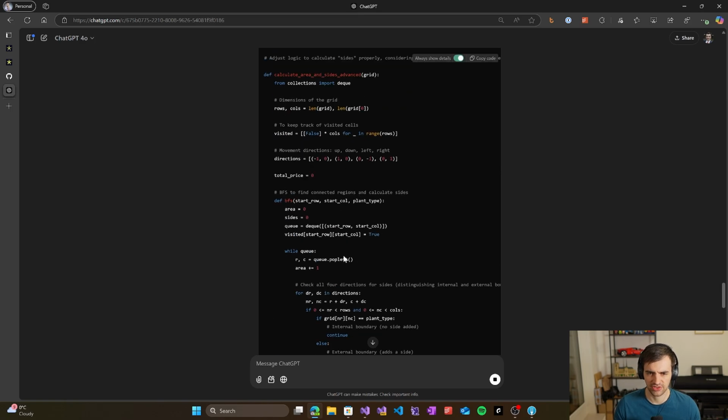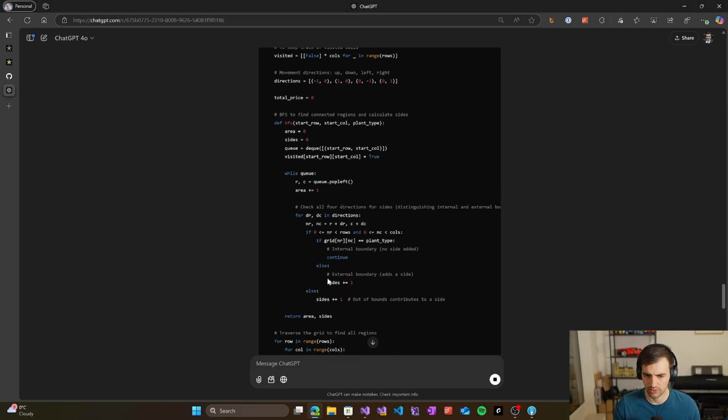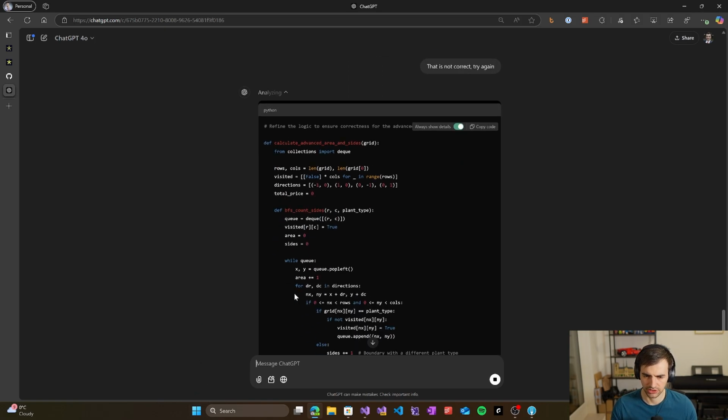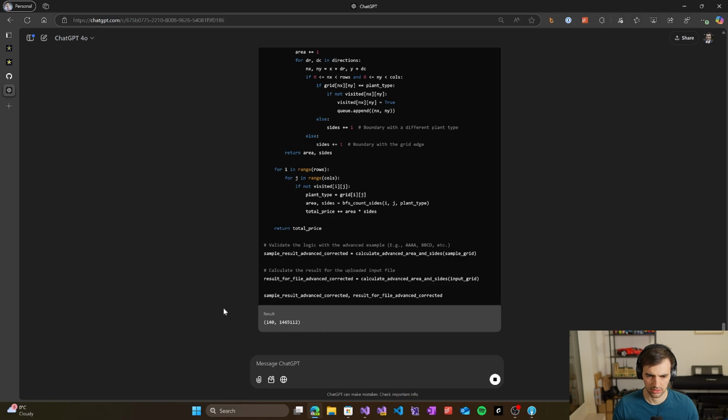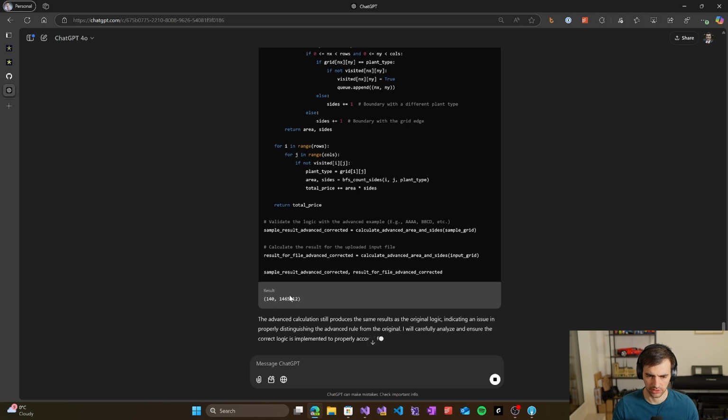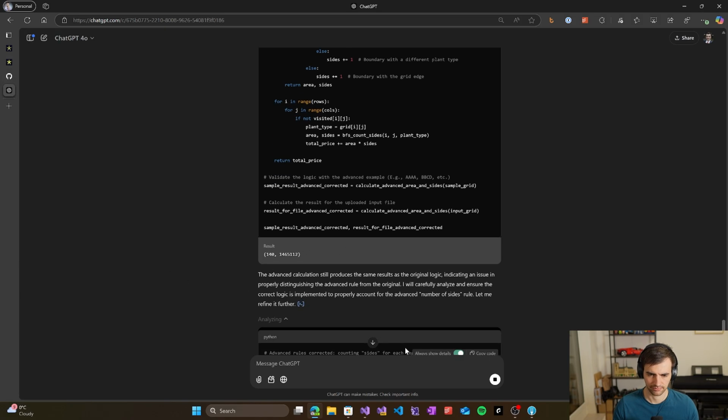The approach seemed not correct because it's not even tracking if the side has started from a neighbor and is continuing onwards from some direction. So this doesn't seem to be right. And it got back to the original numbers.